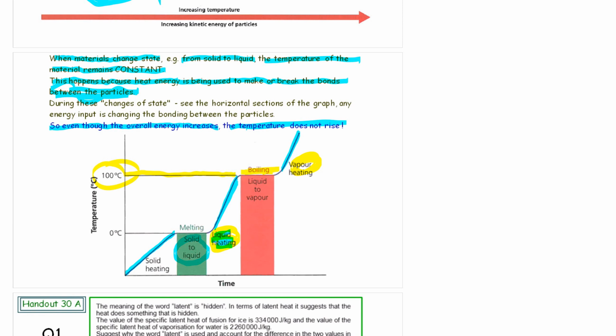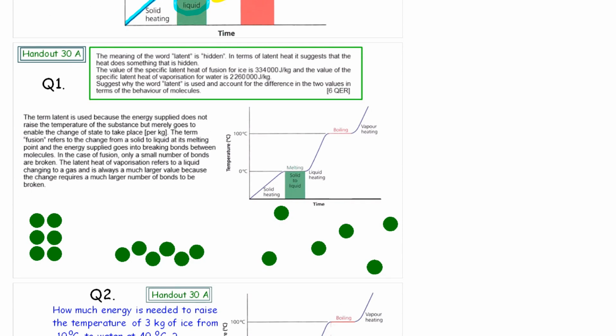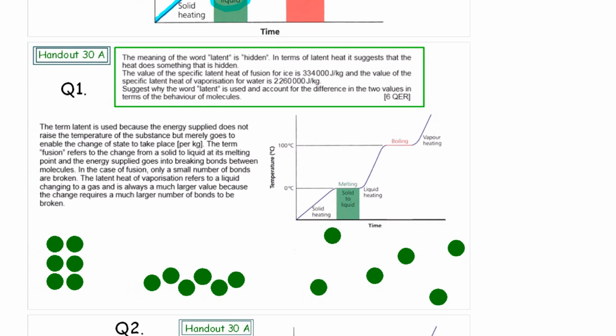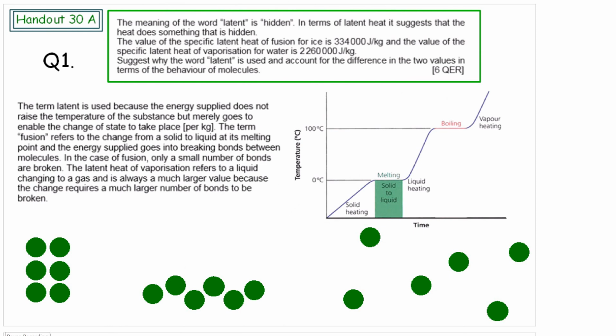Let's give this a go now. Let's go through a couple of questions. Here's question 1. So here's a question. The meaning of the word latent, it means hidden. In terms of latent heat, it suggests that heat does something that is hidden.